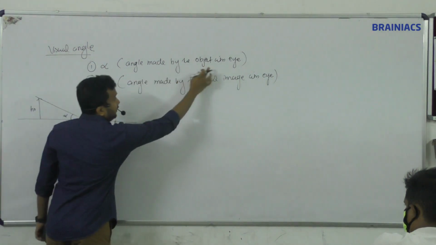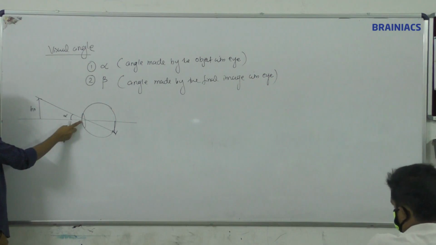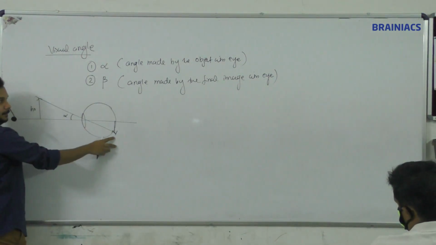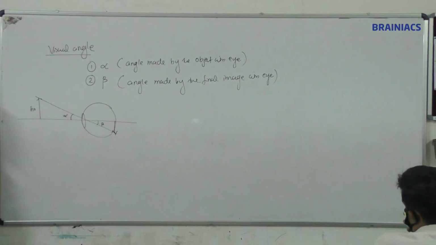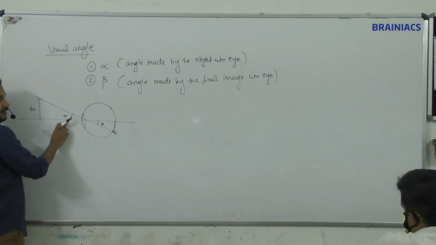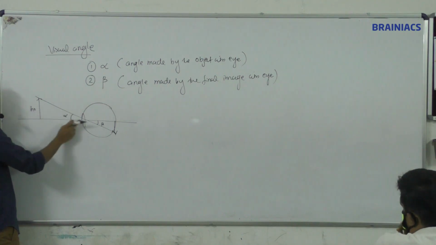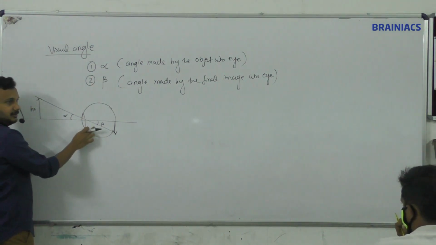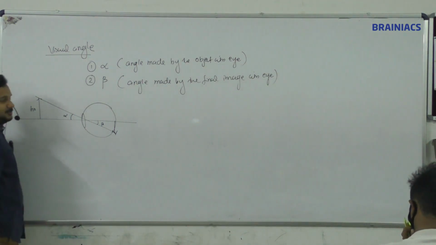The angle made by the object with the eye is called alpha. The angle made by the final image with the eye is called beta. So two angles are there in visual angle: one is alpha and one is beta. Got it? Draw the diagram also. This is the eye.